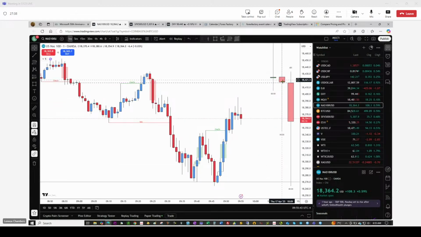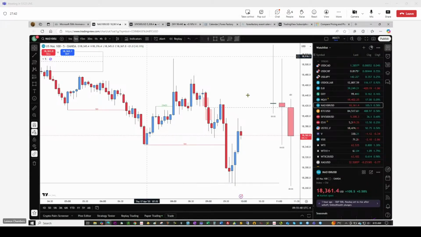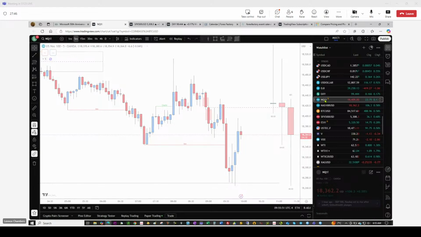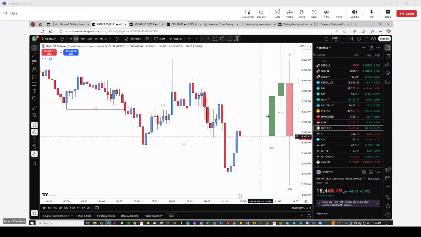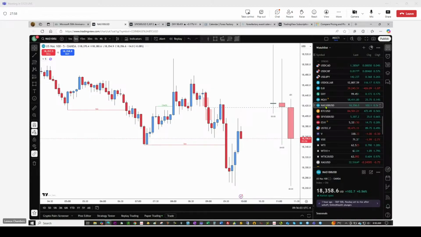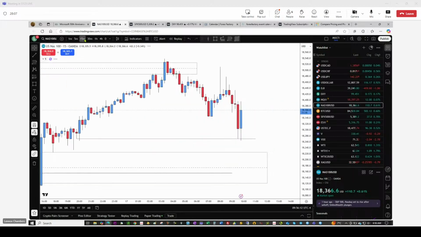Are you on the futures? No, I'm just on the NAS. If I go to the futures, I have 2 greens and a red. Okay. But when I'm on the NAS100 itself, it looks like maybe 1 green and 2 reds. Yeah. But it all depends on what time frame I'm on as well. So it seems to change.